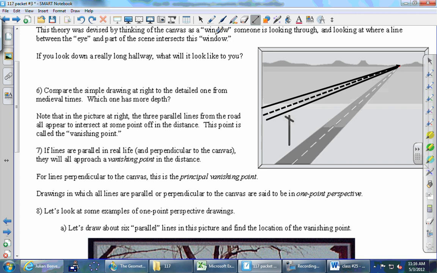How many vanishing points do we have in this picture? Still 1. It is still in 1-point perspective.